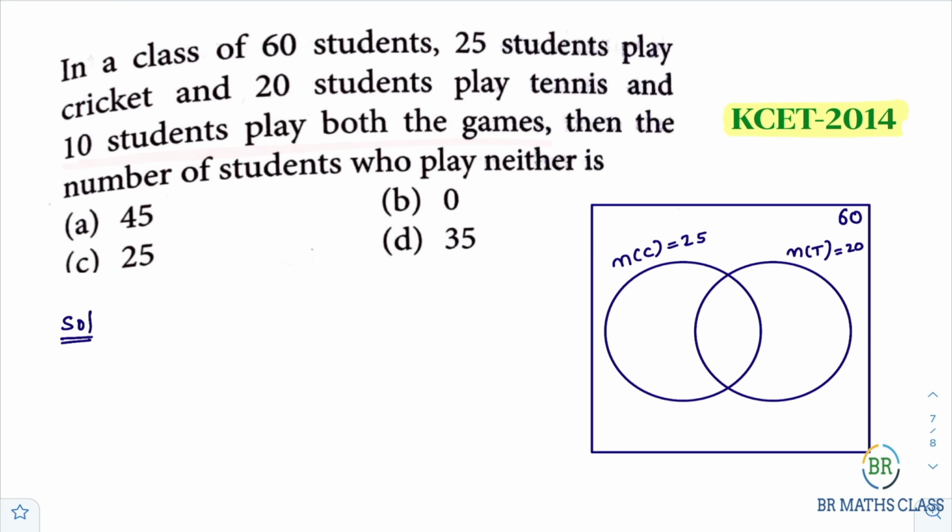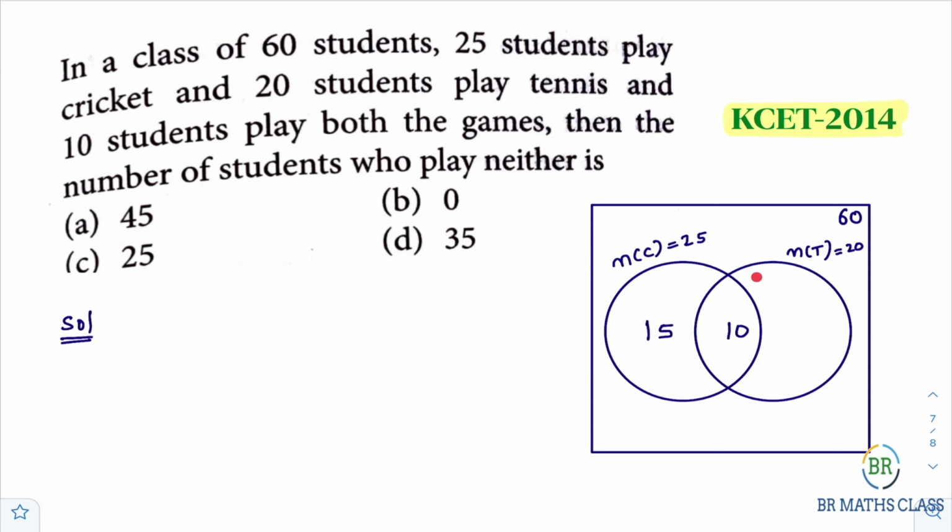Now we know that in Venn diagram, this is the zone where the students will be there who play cricket as well as tennis. As they given 10 students play both the games, this number is 10. In the question they given that 25 students play cricket. See, this whole circle is 25. If this whole circle is 25, in that 25, this part already 10 is there. So what about this part? This part is 15. It can be understood easily. So the number of students who play cricket only is 15.